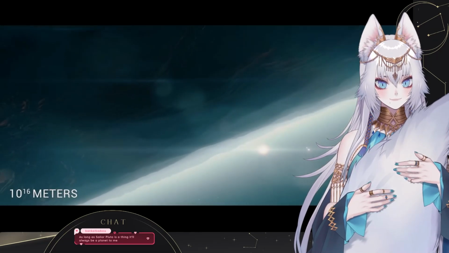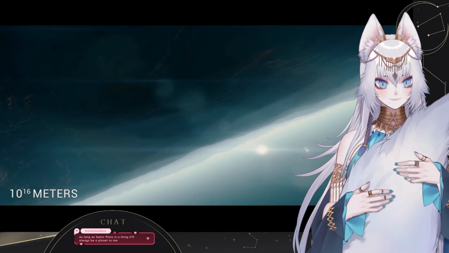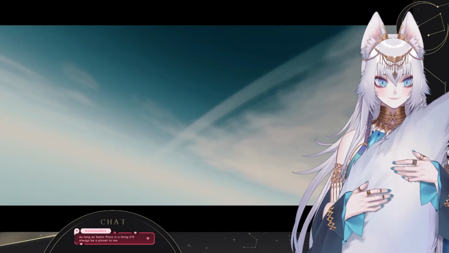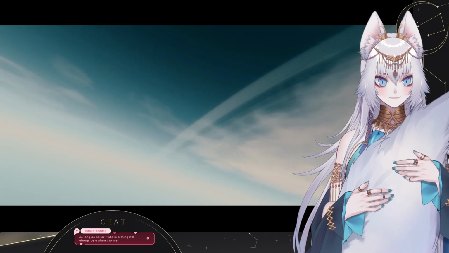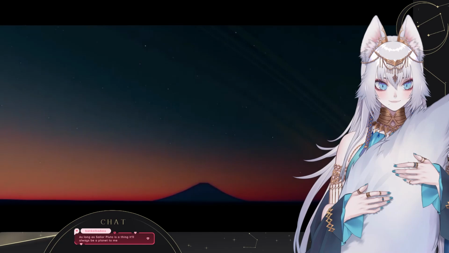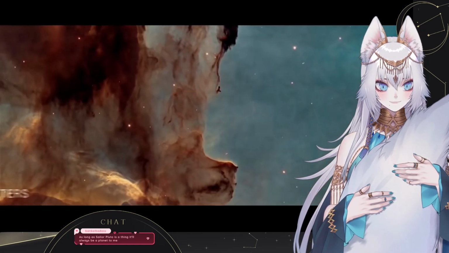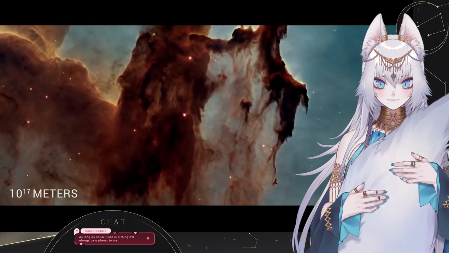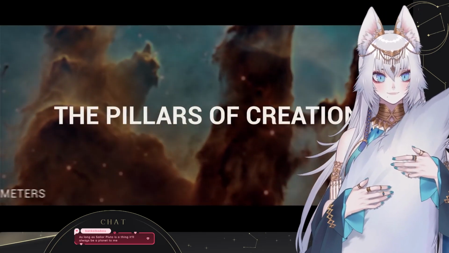At 2 light years away from Earth, we reach the Oort cloud, a region of space filled with water and methane ice. At this far distance, the sun's gravity no longer has an effect on objects past this point. Other stars are stronger. At 10 to the 17 meters, we have a familiar sight, the Pillars of Creation.